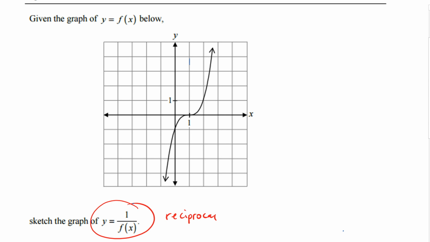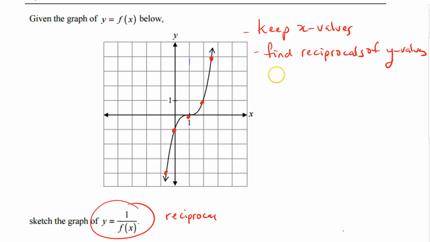So what does this mean? Essentially what you're going to do is look at a number of points, and I'll label some interesting points for us to consider. Maybe a large one up there and a large one down here. And you want to keep the x values the same, but find reciprocals of your y values.